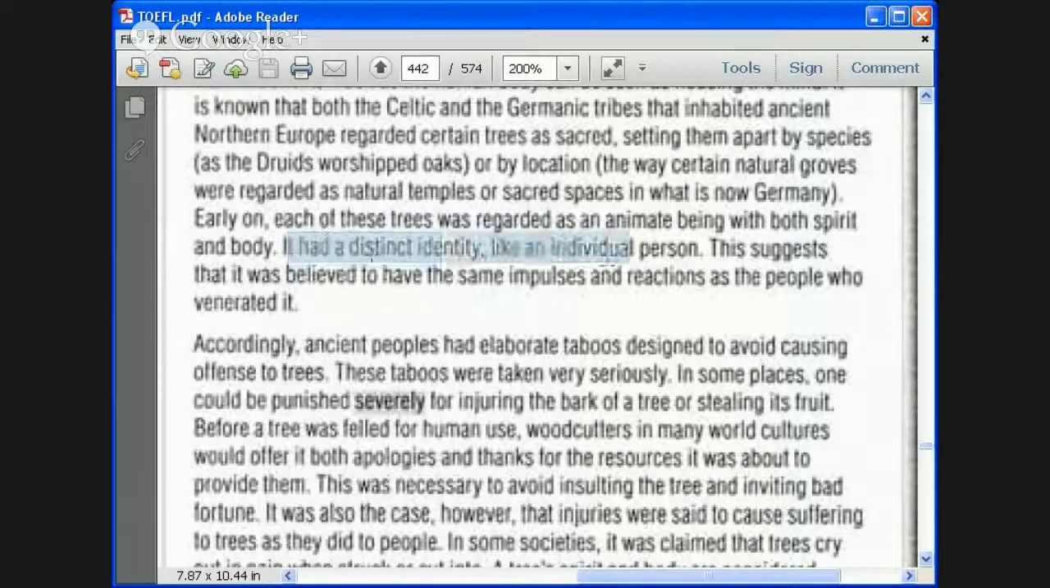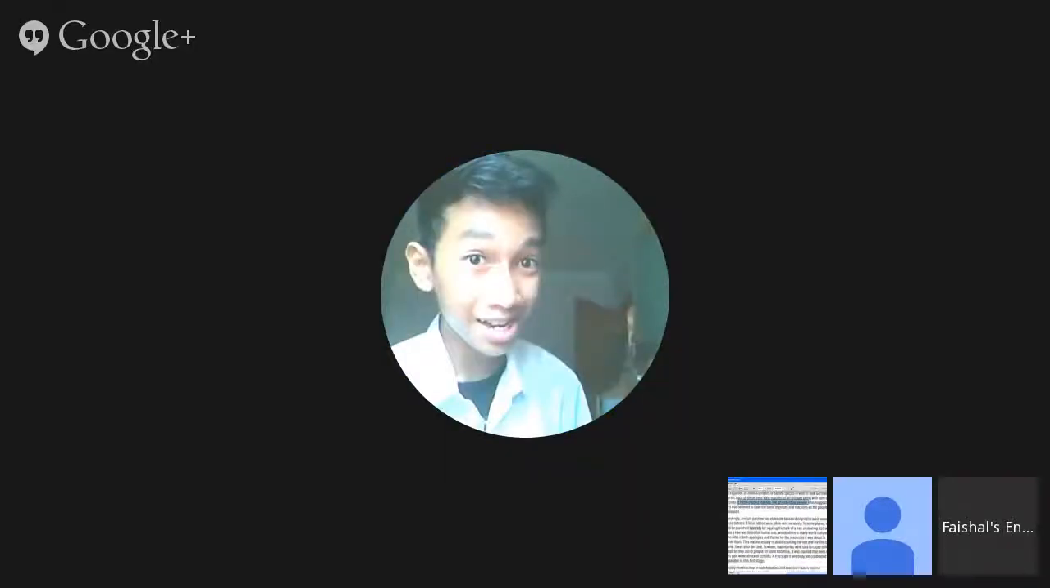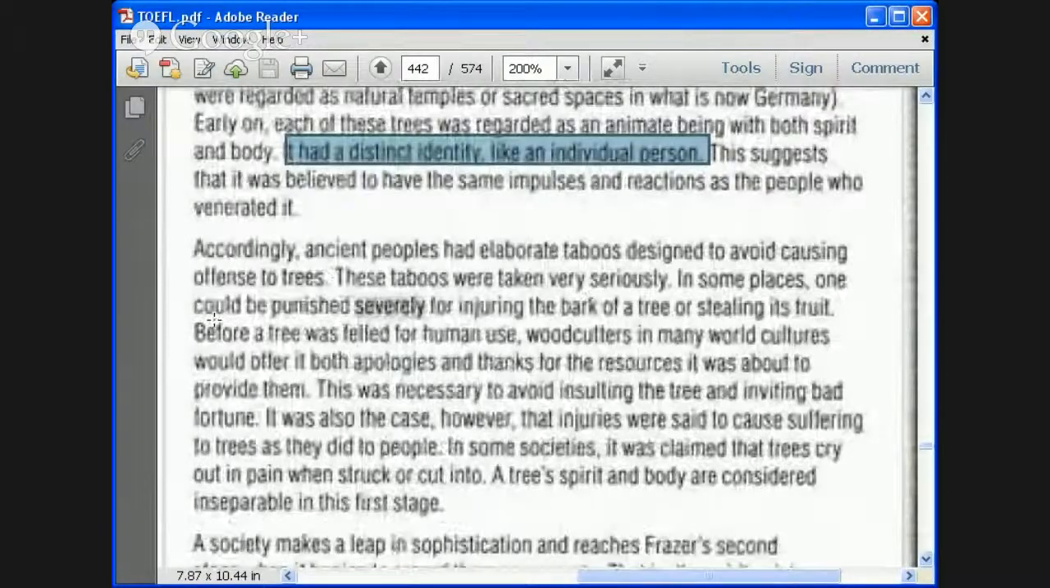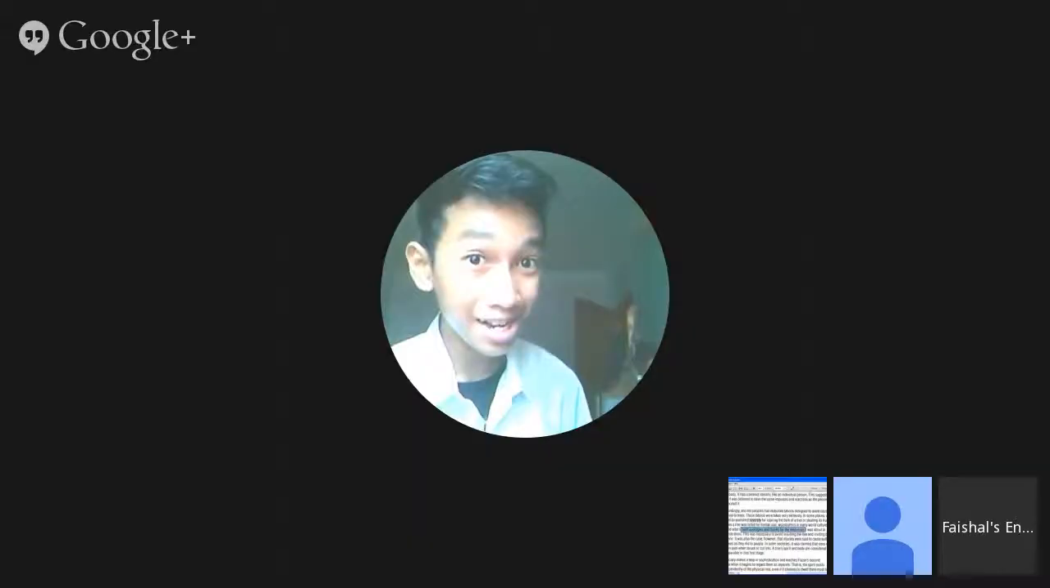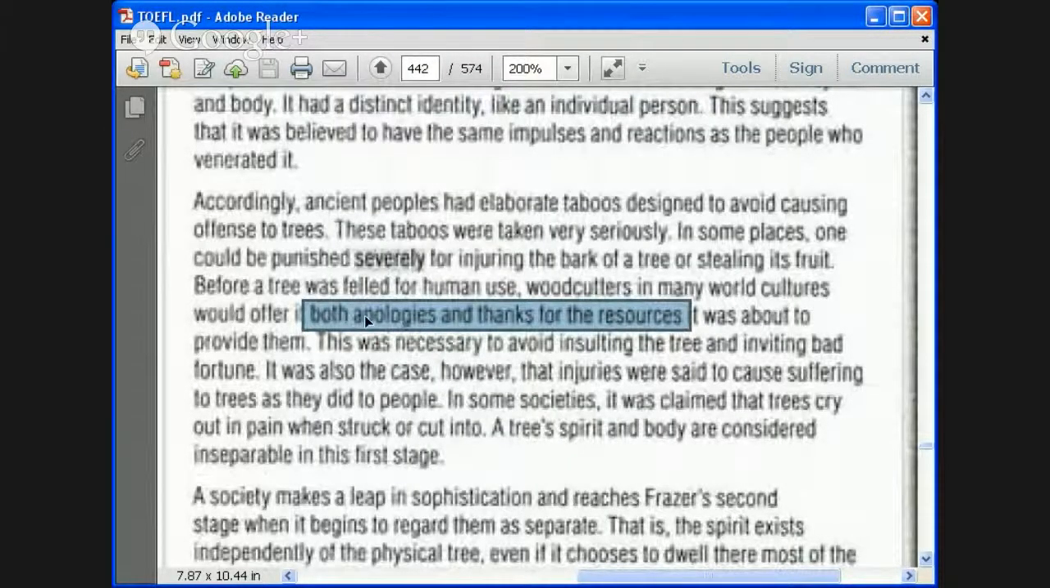Individual. Okay, distinct identity, but it doesn't say a personal name. Like an individual person. Yes, but it doesn't say name, though. Apologies. Uh-oh. In many world cultures, it would offer both apologies.